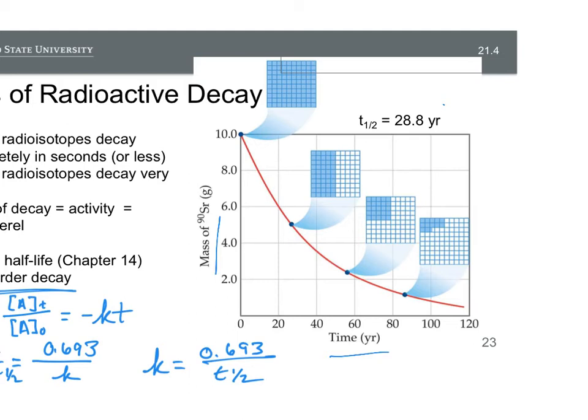If we start with 10 grams of strontium-90, after 28.8 years, we'll have 5 grams. And then another 28.8 years, and so on and so forth. Okay. So this is an exponential decay, first order.